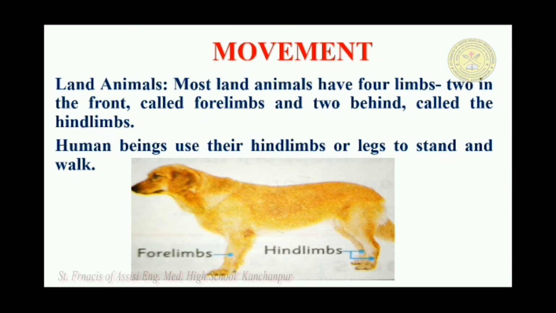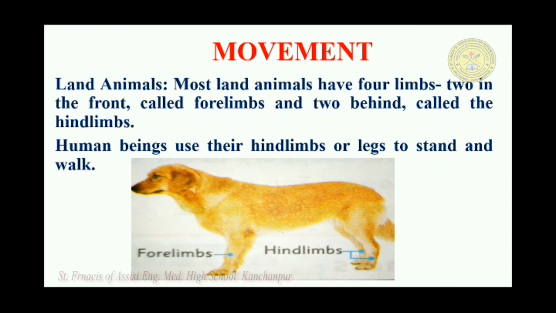Some animals move very slowly, but some move very fast. And there is one more example. Some birds fly from the north to the south during the winter months to escape from the cold. So different animals have different body parts to move. Now, let us know first about land animals.